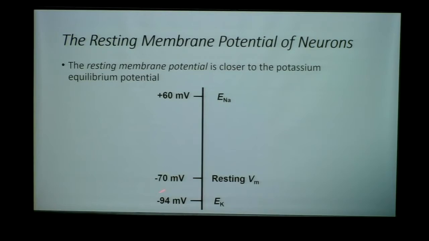Potassium's equilibrium potential is not very far from the resting membrane potential. So we had a weaker, more trickling force that wanted to sort of slowly push potassium out of the cell. Not as strong as the strength that is trying to move sodium.